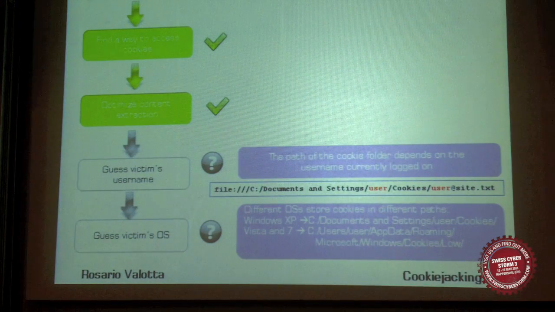At this point, we scored another point. We are able to optimize content extraction in order to drag some content with only a single variation. We still miss the victim username.